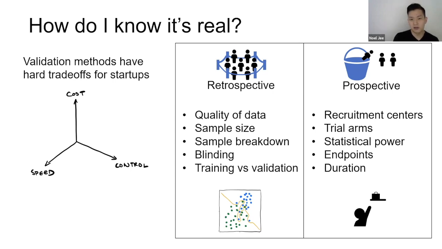But here's a few things I look at for prospective data. I mean, if a company does have prospective data, it's usually fantastic for them to have, but there can still be issues with how they've collected the data. So I look at things like recruitment centers. Where are they recruiting from? Is their sample going to be inclusive of the patients that they're going to target later on? How many trial arms do they have? Do they have enough people to statistically power a small difference that might happen? What are the actual endpoints that they're looking at, and what's the duration?